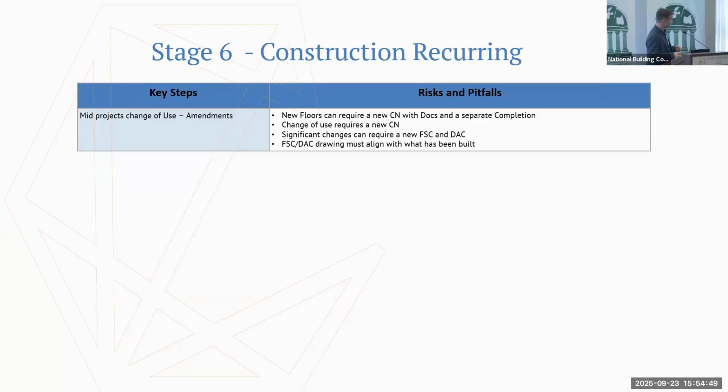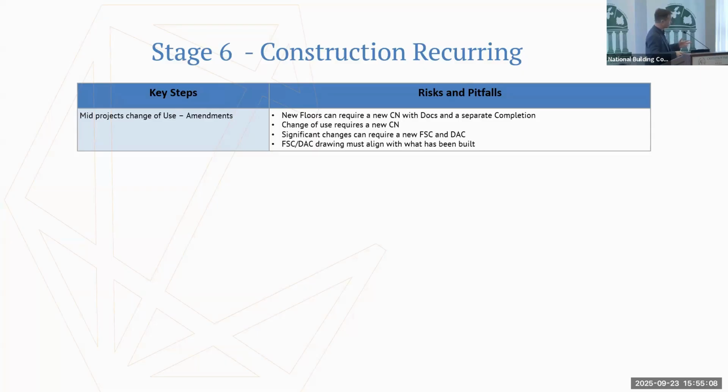Significant changes can require a new FSC and DAC, and it's good to be involved in those conversations as an Assigned Certifier, because there's a significant change and a not so significant change, where you can capture it in a design change log. You need to be involved in those conversations early on as well.